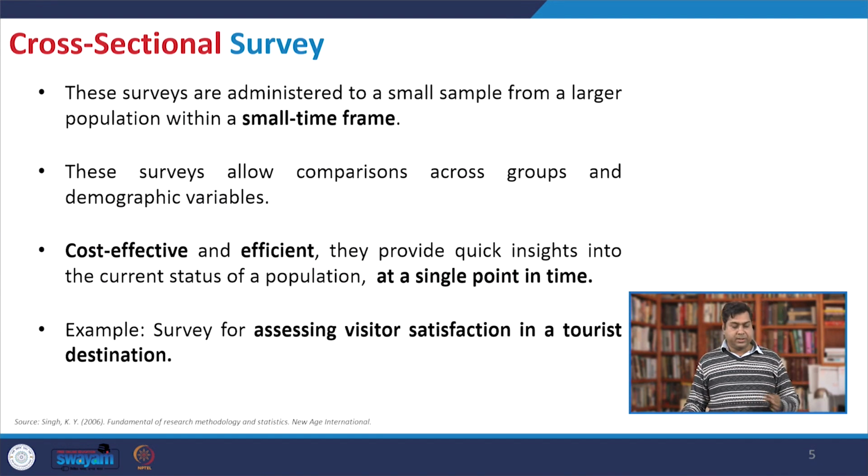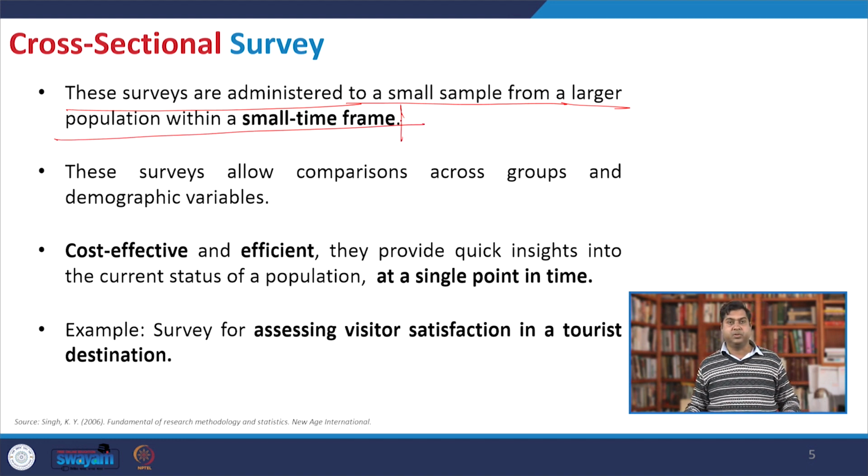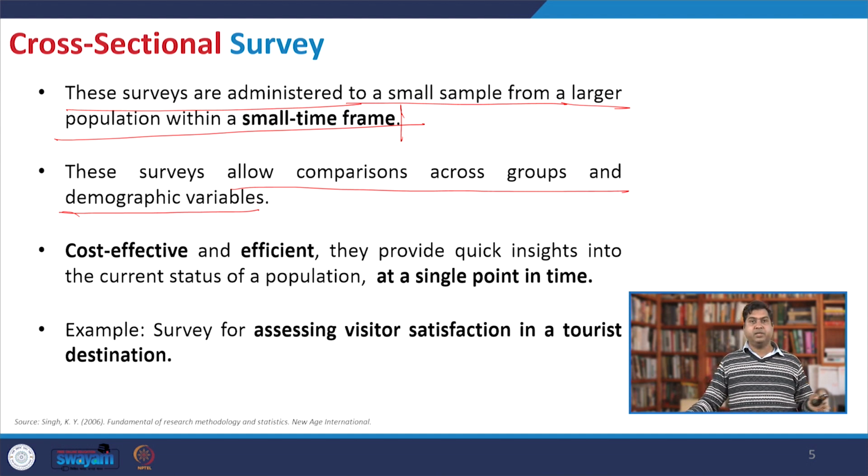What is a cross sectional survey? These surveys are administered to a small sample from a larger population within a small time frame. Okay. This survey allows comparison across groups and demographic variables. So you can take a small sample and then you can compare. It is cost effective and very efficient.